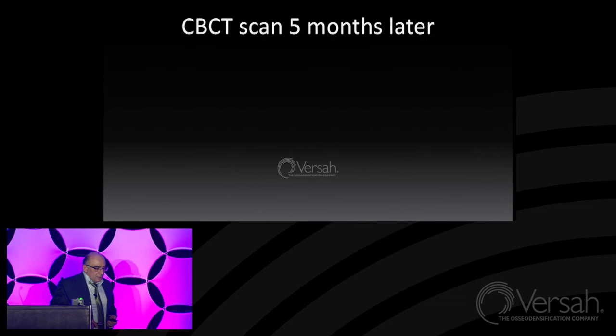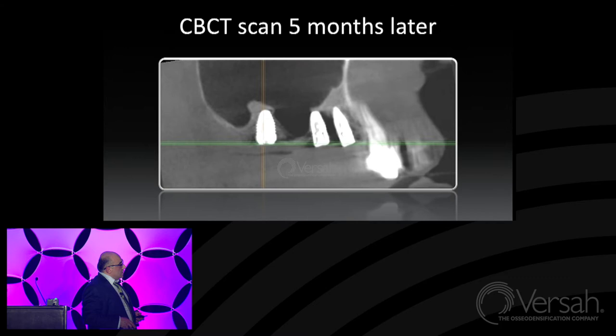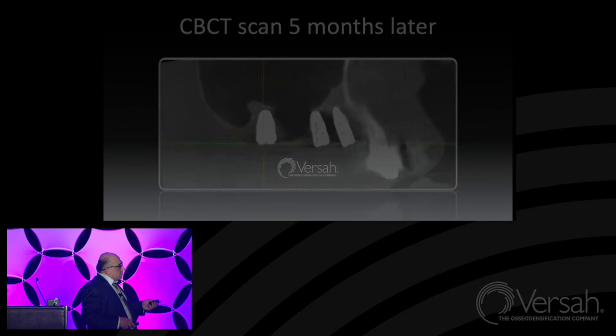Making a control CBCT 5 months later. Look at this. We have a new contour of compact plate at the sinus. Here it is. This is the new line which we got. We see the compact bone here. And it means that we have integrated bone there. And after 5-6 months, we got a new volume of the bone.